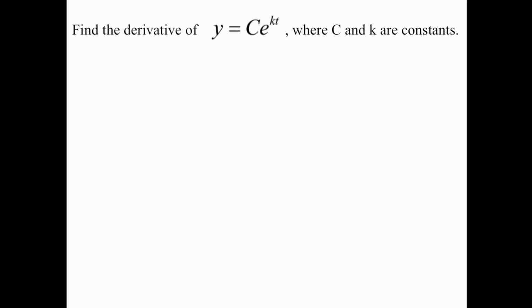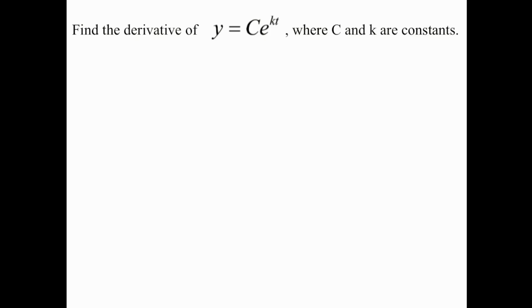Now, if you are familiar with this, then you will know that c is the initial amount, t is the amount of time, y is just the amount present at any given time, and k is the constant of proportionality, or how rapidly it is expanding or declining over any given period of time.